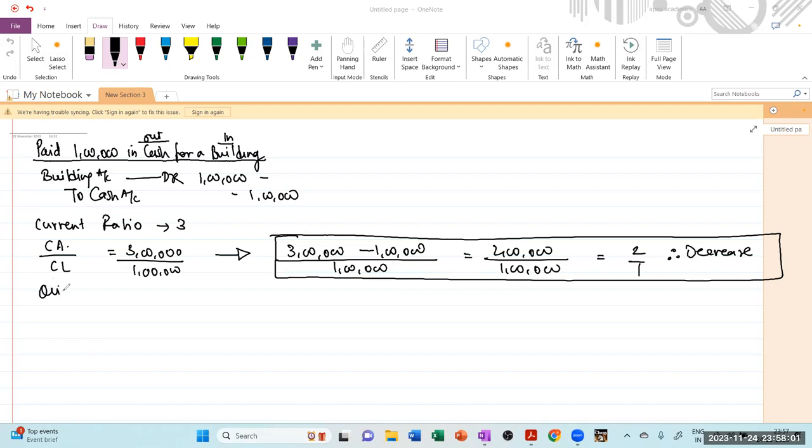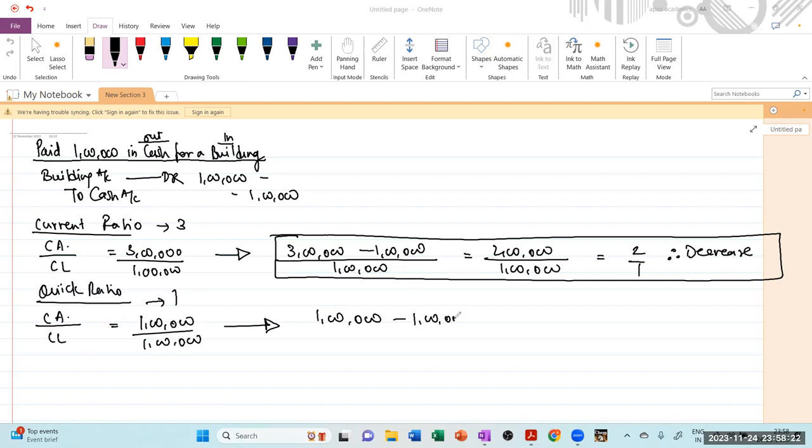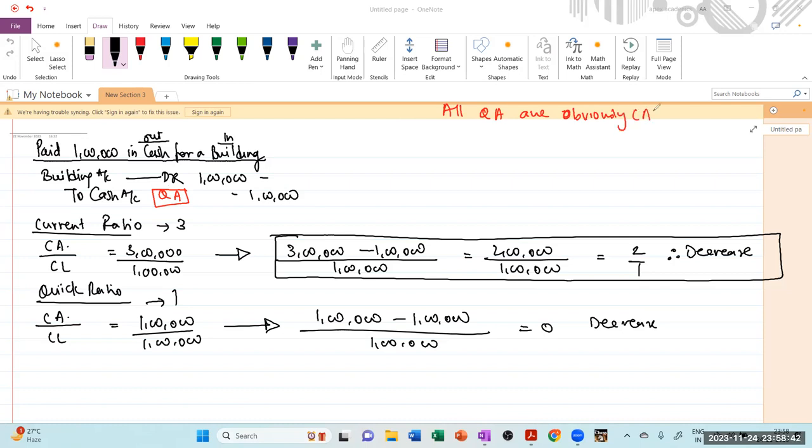Now let's talk about quick ratio. What was your quick ratio, ladies and gentlemen? It was 1. So can I say that quick assets upon current liabilities is 1 lakh upon 1 lakh? Now what is it becoming? 1 lakh minus 1 lakh upon 1 lakh, which is 0. So obviously there is a decrease. Why? Because cash is a quick asset. And I'm writing here for you, all quick assets are obviously current assets. Not to worry about it. Okay guys? Clear है? Okay. Yes, sir.